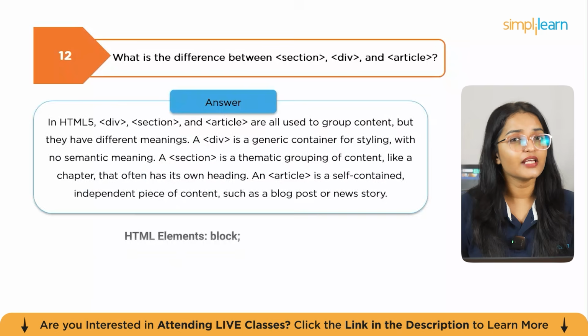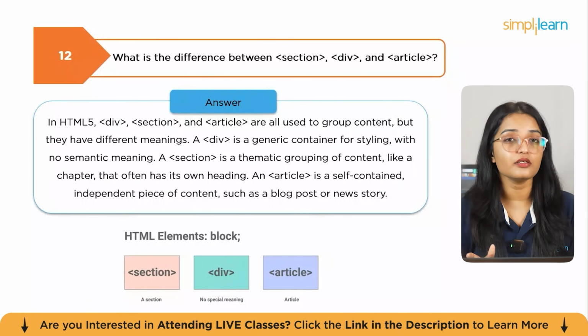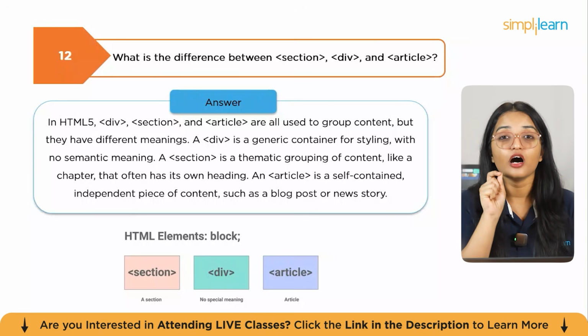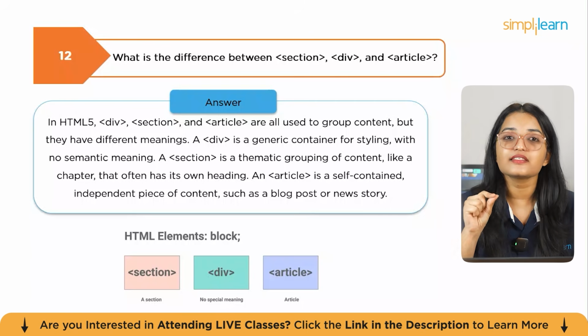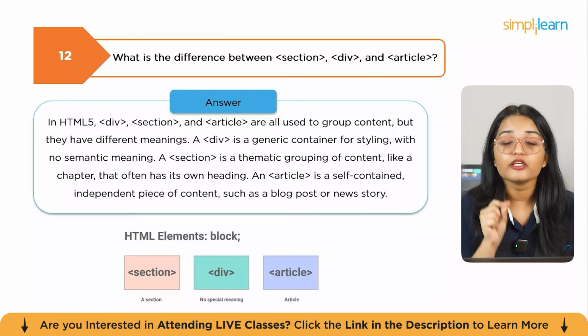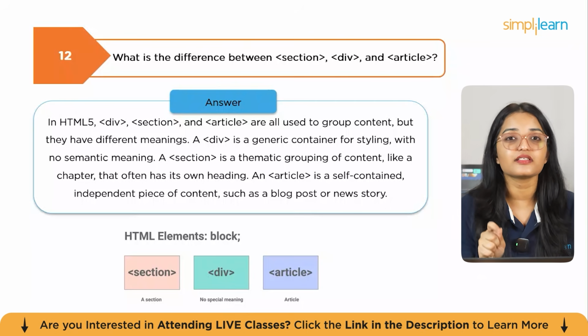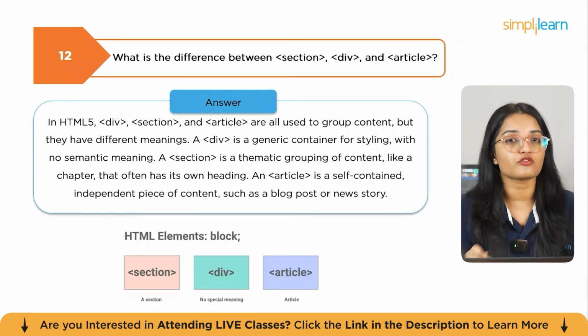The answer is, these three elements are all used for grouping content, but they have different semantic meaning in HTML5. A division tag is a generic, non-semantic container. It's used for styling and scripting purposes when no other element is more appropriate. A section tag represents a standalone thematic grouping of content, often with its own heading. It's used to group related content like chapters of a book or distinct parts of a page.